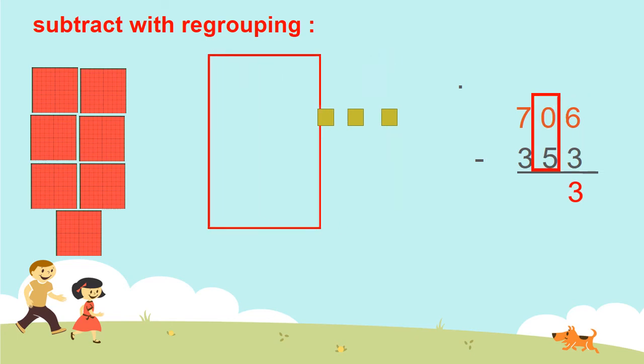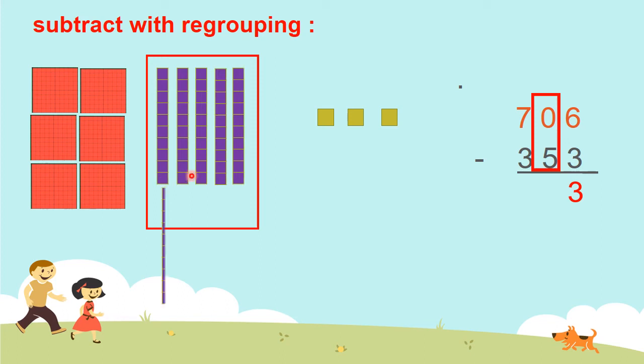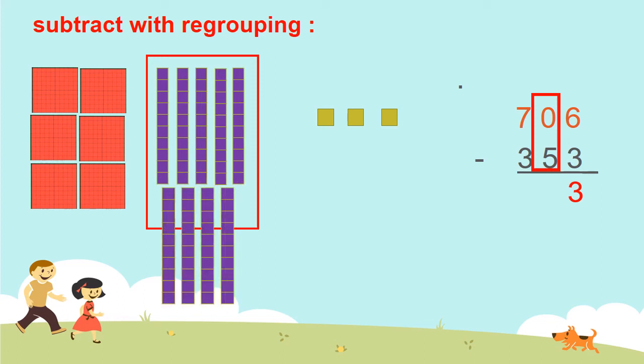Don't have any tens, and I want to take 5. Can I take 5? I can't. What shall I do? I will go to the hundreds. Take 100, change it with 10 tens. Now I have 10 tens instead of this 100 that I had. Now the 100 became 6, and the tens became 10.